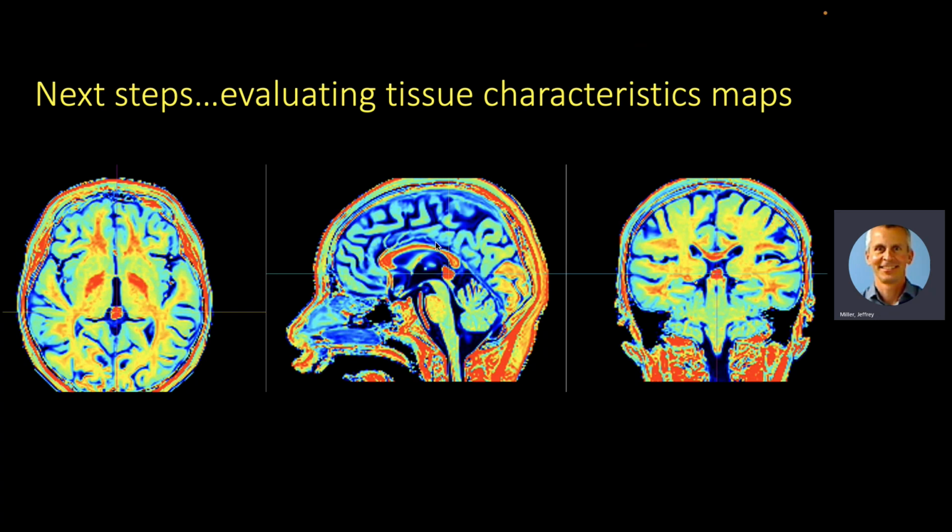And then moving on, the next steps for evaluating the 3D sequences would be their tissue-specific features, as I presented earlier for the 2D sequence.